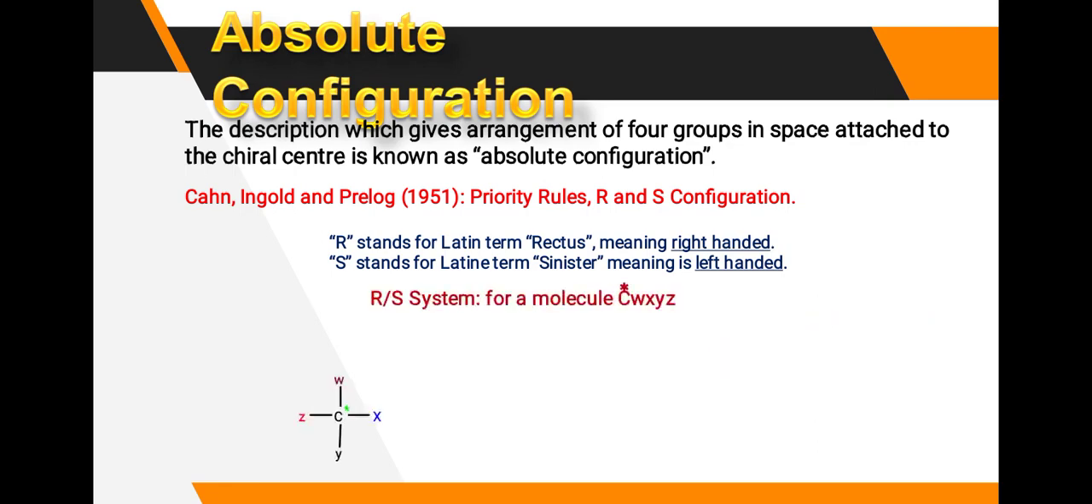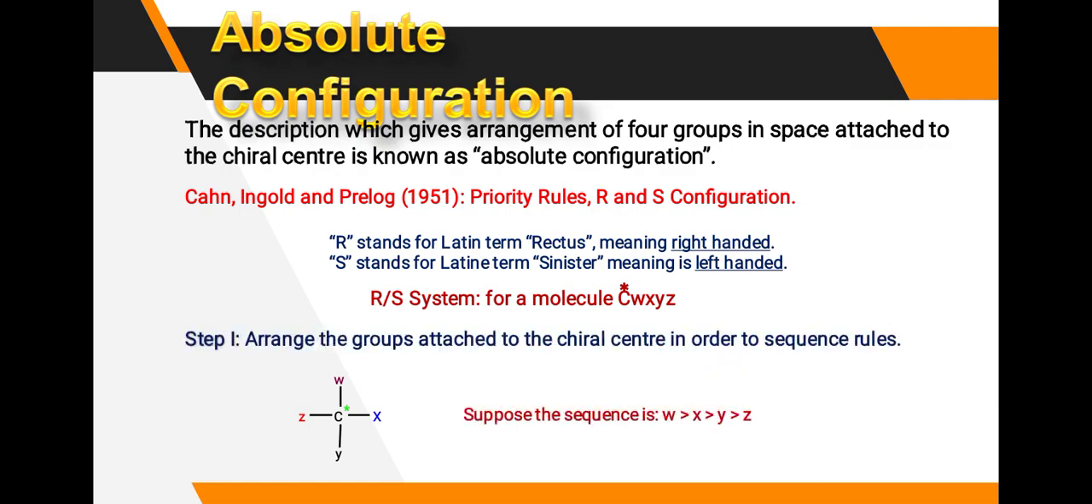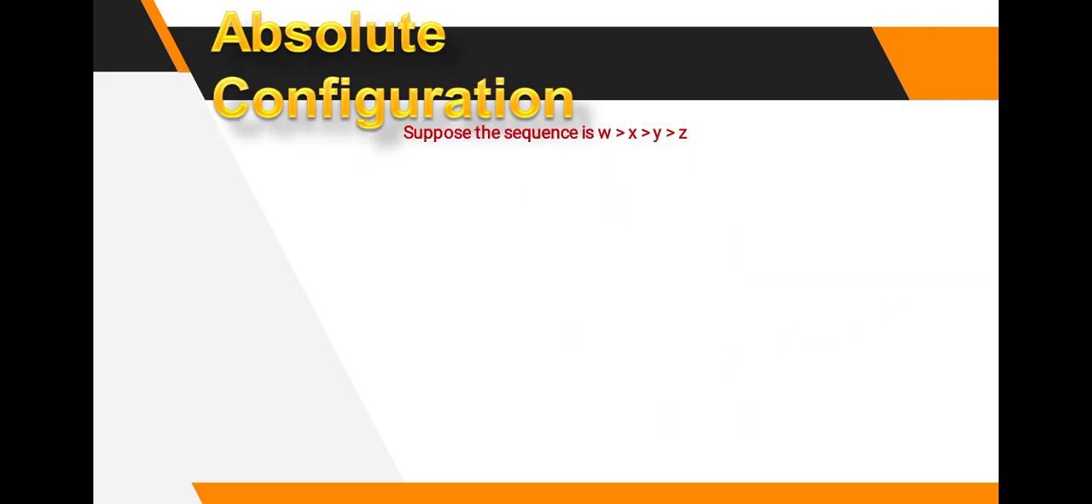That is called the R and S system for a molecule having a chiral carbon with different groups W, X, Y, Z. This is the chiral molecule, 4 different groups are attached. Step 1: arrange the groups attached to the chiral center in order according to the sequence rule. That means W, X, Y, Z. Then suppose the sequence is W, X, Y, Z.